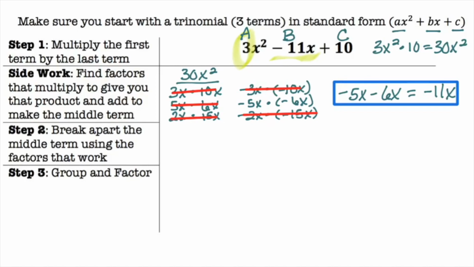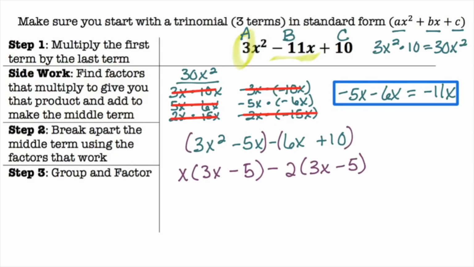And then we're going to rewrite the original problem, and instead of writing negative 11x, we're going to put negative 5x minus 6x in its place. So we just expanded our polynomial, is all we did. We took the negative 11x and found the two factors that multiplied to be 30x squared and added to be negative 11x. And now because we have four terms, we can group and factor. So we put parentheses around both sides, find the GCF of the left-hand side and the GCF of the right-hand side, put the two GCFs in one parentheses and your common binomial in the other parentheses, and that's your answer.